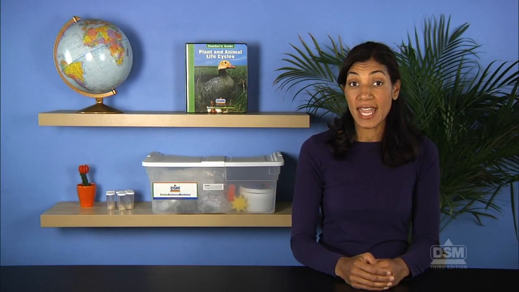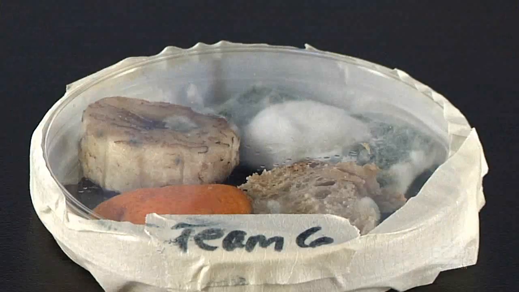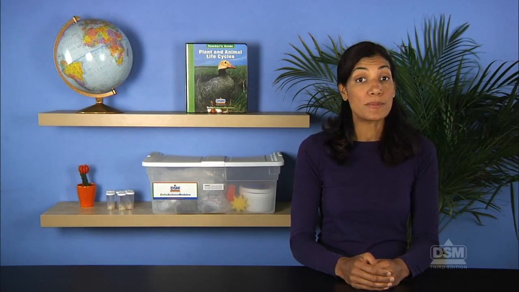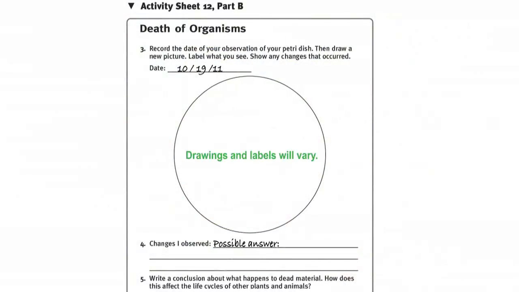Explain that during the 30-minute period that the food in the Petri dishes was exposed to the air, bacteria and mold particles in the air settled on the food. Distribute to each student a copy of Activity Sheet 12, Part B, and instruct students to complete Question 3, including the drawing and the description of the changes they observed.